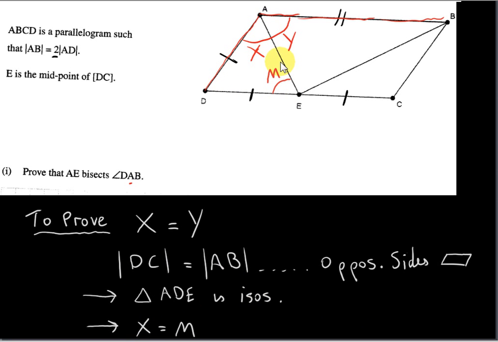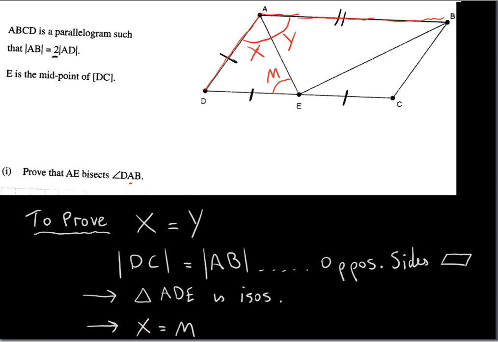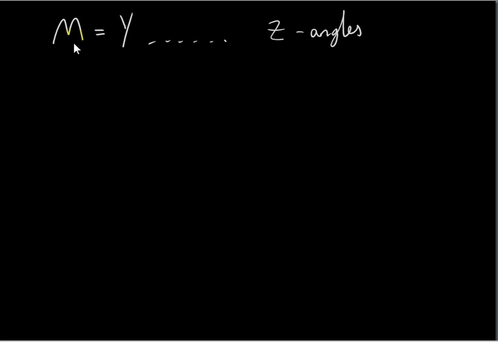But we also see that we have a pair of alternate angles, or Z angles here. M and Y are alternate angles. So remember, we have this Z shape formed between 2 parallel lines, because this line is parallel to this line. So we have that X equals M and that M equals Y. So X equals M and M equals Y. So obviously X equals Y.